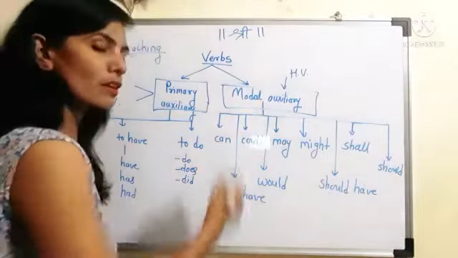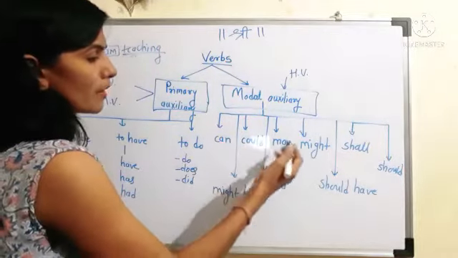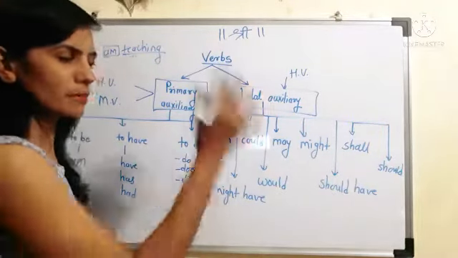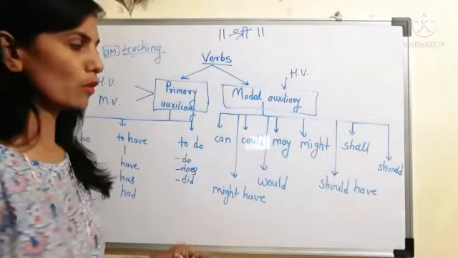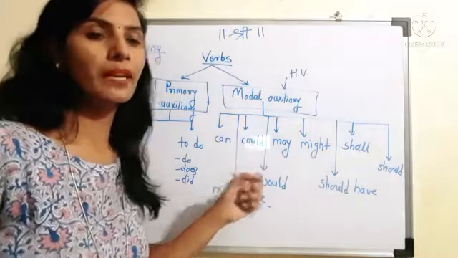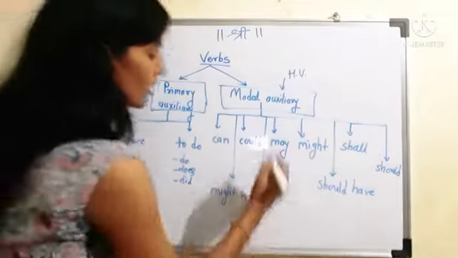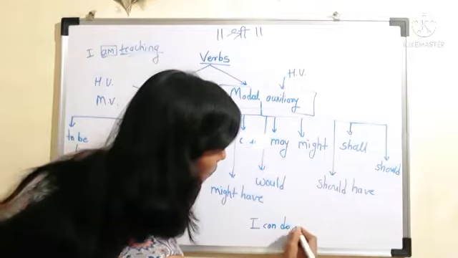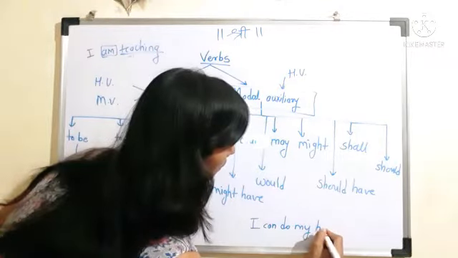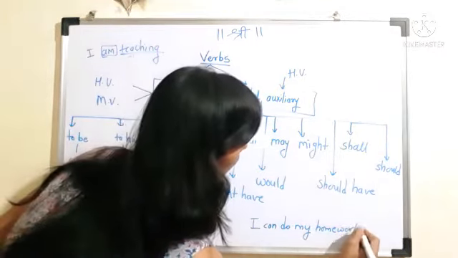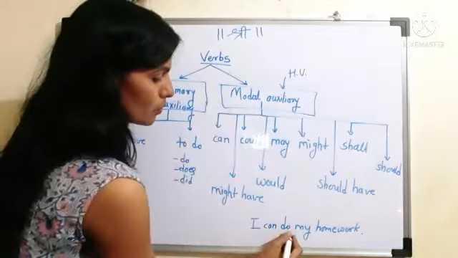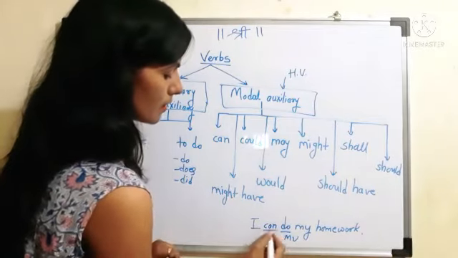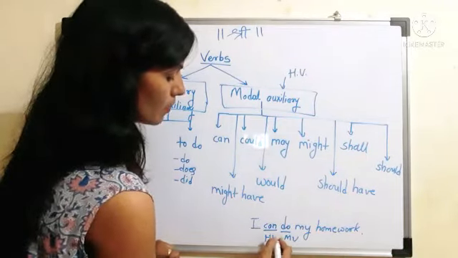And here, what about modal auxiliary? See, can, could, may, might, shall, should have, would, might have, etc. Means many more modal auxiliaries are there. And modal auxiliaries we can use as helping verbs only. For example, I can write like this: I can do my homework. Right? My homework. So see, in this statement, do is the main action, means the main verb, and can is functioning as the helping verb.